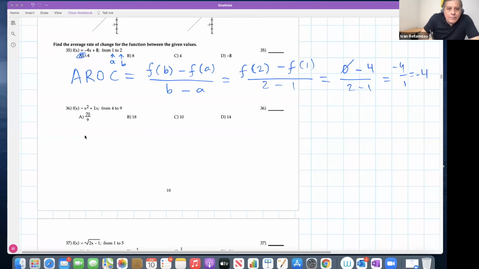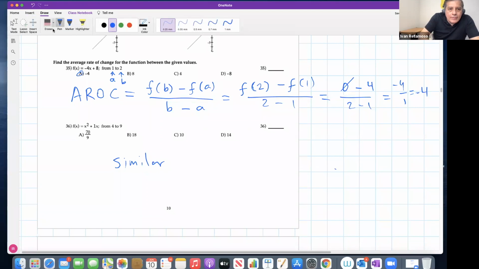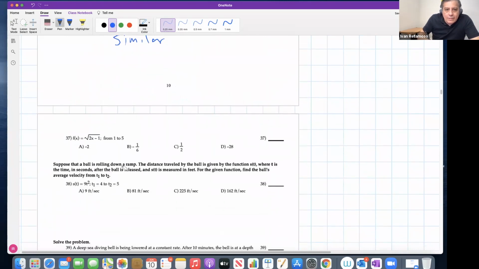It says f of x is just the square root of x squared plus 1x from 4 to 9. This will be similar to the one that we just did, right? Similar. So let's just write here similar. So use this formula, this format, and then you can do it, okay? Or if you feel like I should do it, let me know. This one is different, so let's do it.